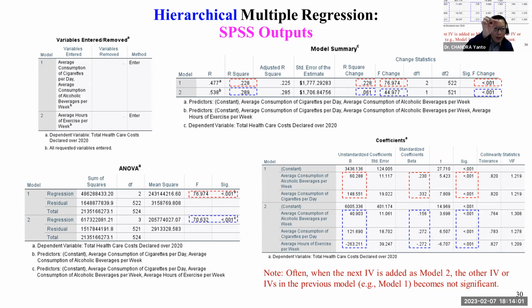And then when you add another variable called exercise per week, which is model two, look at the model summary, the footnote at the bottom, predictors. Now your predictors, or your IVs, you have consumption of cigarettes per day, consumption of alcohol, and average exercise per week. So now you have 3 instead of 2. So in model 2, you have 3 independent variables there. And look at the change in R-square. Compared to model 1, in which you only have cigarette and alcohol consumption, the R-square is only 0.228. When you have 3 variables by adding the hours of exercise per week, the R-square becomes 0.289.